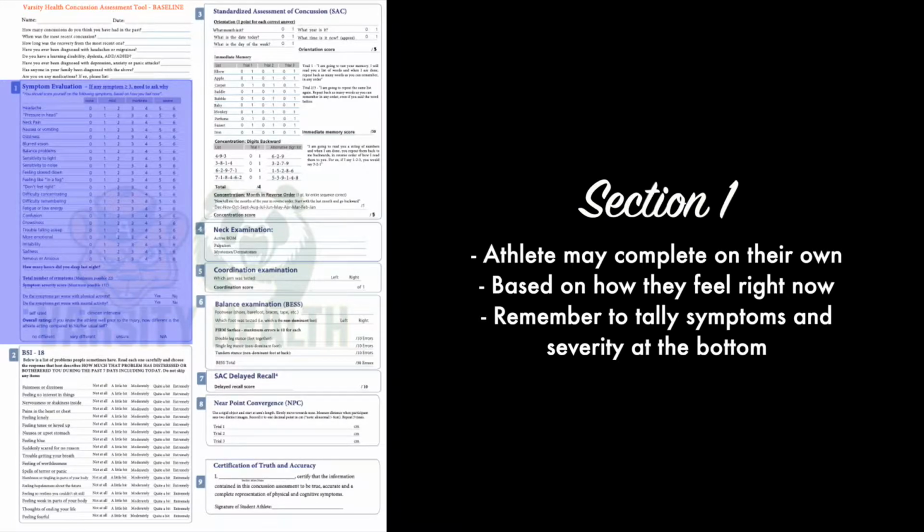At the bottom of Section 1, be sure to ask how many hours of sleep the athlete had last night. You'll need to tabulate the number of symptoms and the symptom severity. Number of symptoms is a count of all symptoms that they put a score of 1 or greater on. The symptom severity is a sum of all symptom scores. If applicable, determine if reported symptoms are aggravated with physical or mental activity. Mental activity includes things such as studying or socializing, for example.